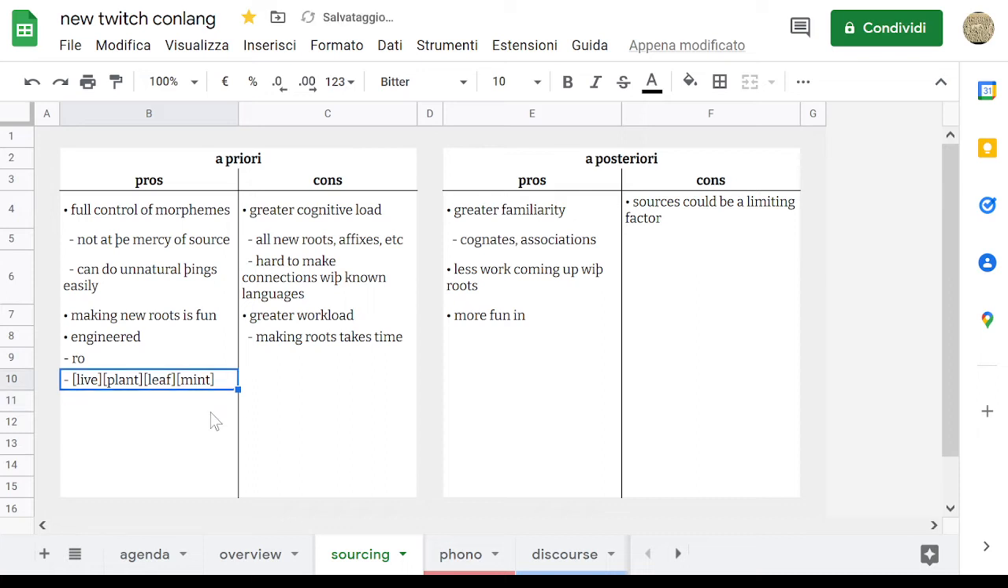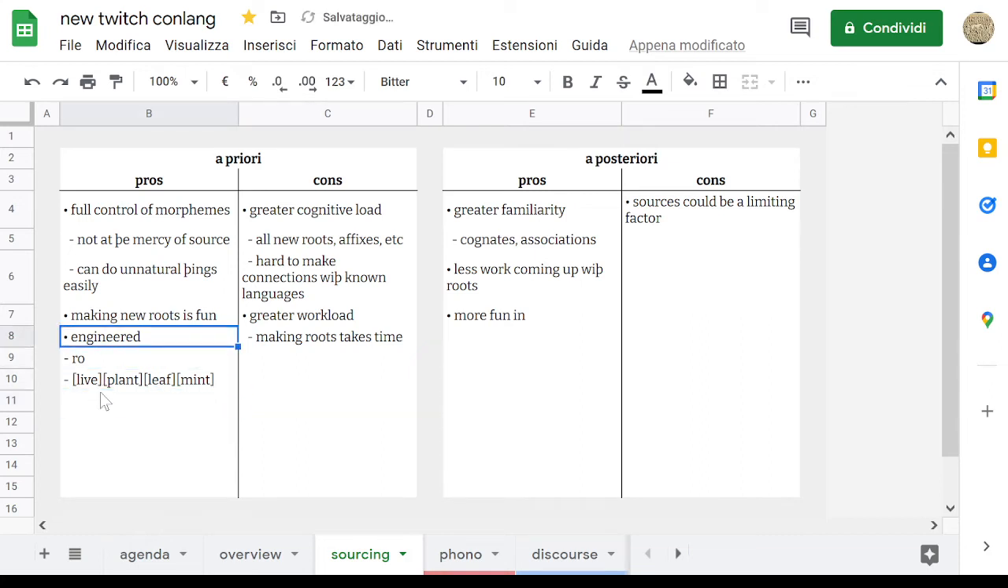But anyway, the point is, Rho would go into this, and so you might have living thing, plant, leaf, mint, and then if you wanted to talk about a different kind of leaf, the first three roots might be the same, but then you'd have a different next part.